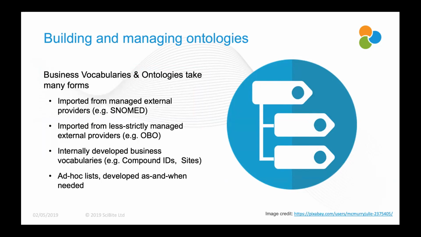It might be imported from less strictly managed things like the OBO ontologies, which change more frequently, or you might even have developed your own ontology if you have some of your own internal proprietary data, like strain names, for example. You might want to keep those internal, so it wouldn't make sense to use a public ontology in that case. You might have some business vocabularies in there, compound IDs, company names, that kind of thing, and then ad hoc lists that you might develop for a short-term project that you need to pull together and manage somehow.